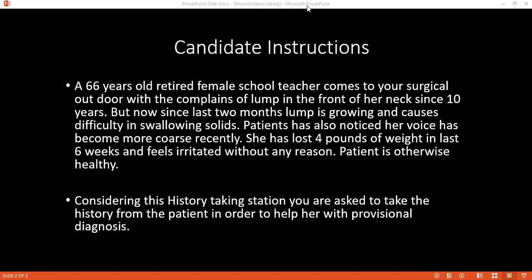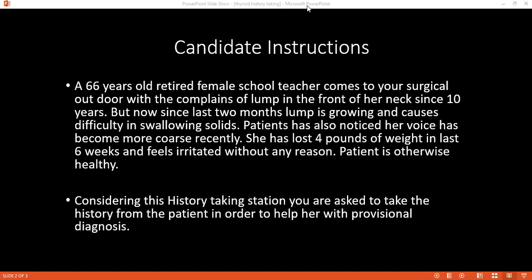Why might the lump have increased so suddenly? The sudden increase in the lump can be because of either a hemorrhage inside the lump, or there can be anaplastic changes taking place within the existing lump. It is a long-standing lump, so it can be a follicular carcinoma developing in a long-standing goiter of the gland.